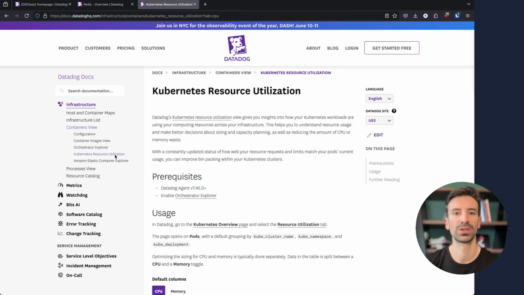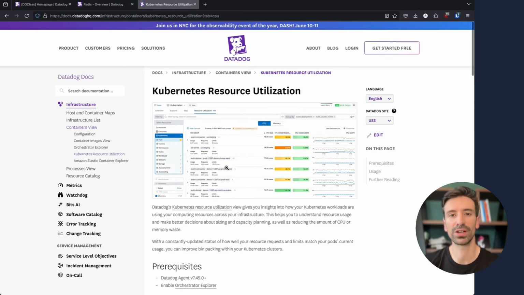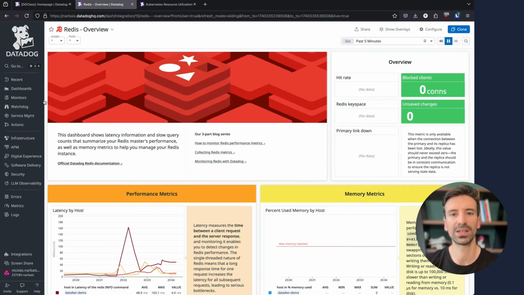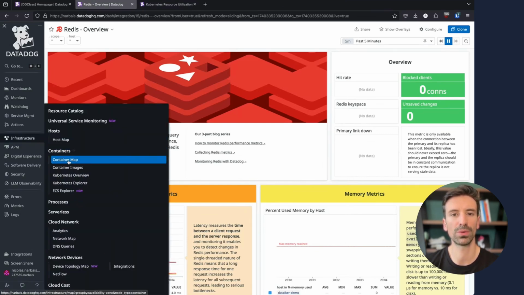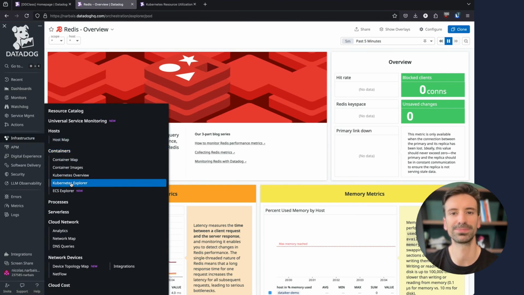The view on the resources is useful to validate the configuration of your objects, such as your pods. You can check if they are underutilized, under-provisioned, or over-provisioned. Let's have a look at that. We can go under Infrastructure, and here we have all of the information. Let's start first with the Kubernetes Explorer.